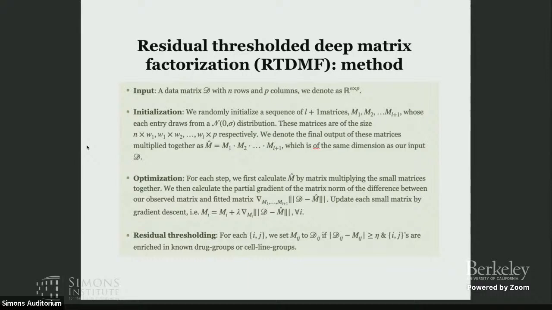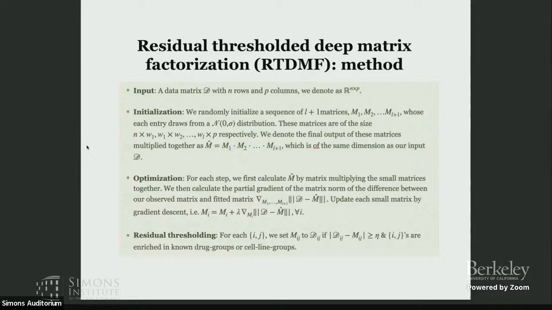n and p. Then immediately, this becomes a non-identifiable problem, right? So we have introduced a crazily large search space for this kind of deep matrix factorization. But the optimization can be done through the gradient descent method. We also introduce residual thresholding: if there are outliers after this low-rank approximation, and those outliers show some meaningful structures, we want to add them back.